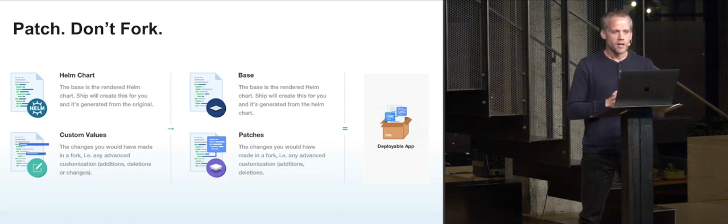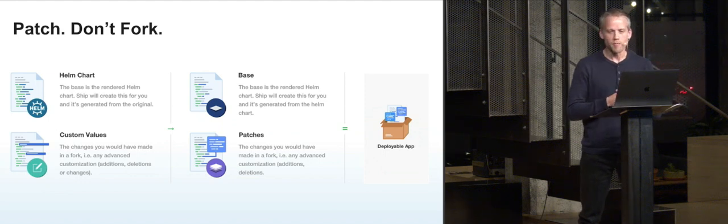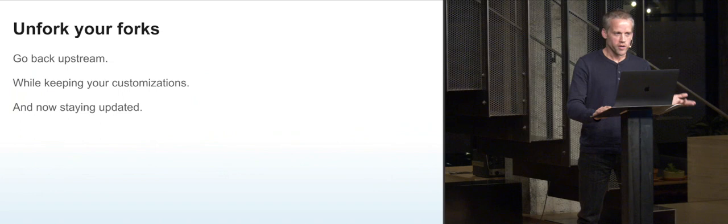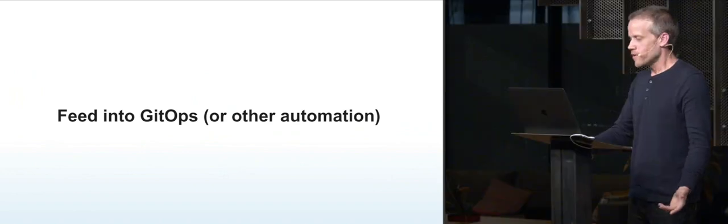Instead, just patch them. The Helm charts aren't actually valid YAML, and as Jeff mentioned a little while ago, Kustomize expects valid YAML coming in. And so what we do here is take a Helm chart plus custom values that you provide. Ship can turn that, using Helm template, into raw Kubernetes YAML, call that the base, and then you create all the patches you want on top of that, and now you have a deployable application. So you can unfork anything that you have forked, go back to the upstream, keep all the customizations, and now keep it all updated. With no git merge conflicts, put it into a GitOps workflow. We think that's the best way to deploy to Kubernetes, or any other automation that you want.